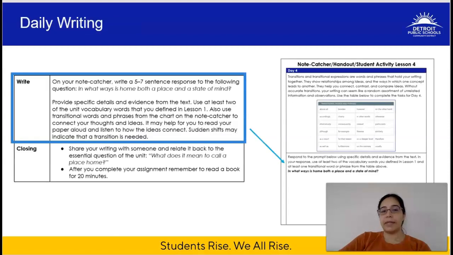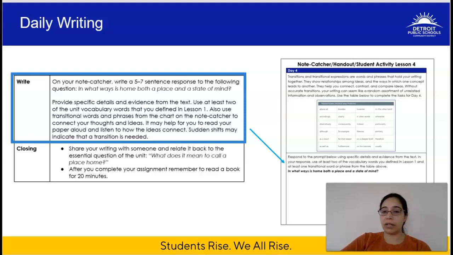Once you've done that, it's time for your daily writing. And the writing today is to respond to the following question. In what ways is home both a place and a state of mind? So that's one of our guiding questions from the unit. In what ways is home both a place and a state of mind? So now that you've read the launch text a few times, you might have some preliminary ideas about this question. So you'll be answering this question using about 5 to 7 sentences. I'd like you to use specific details and evidence from the text.